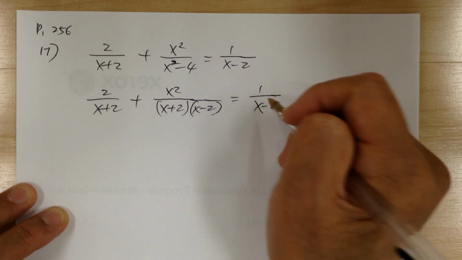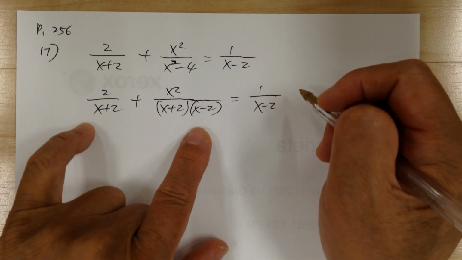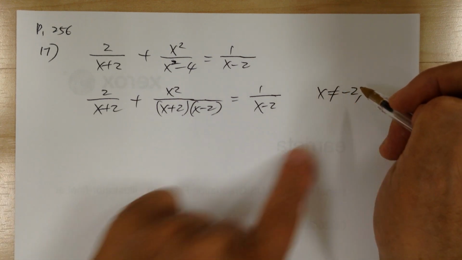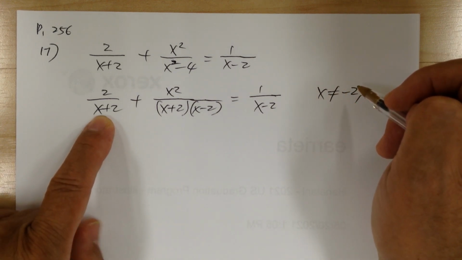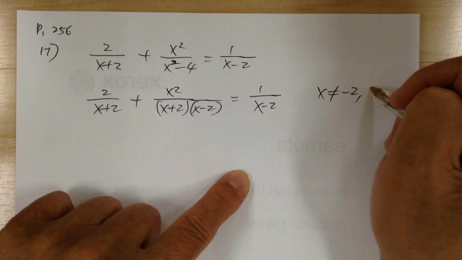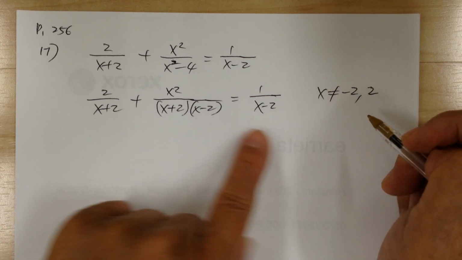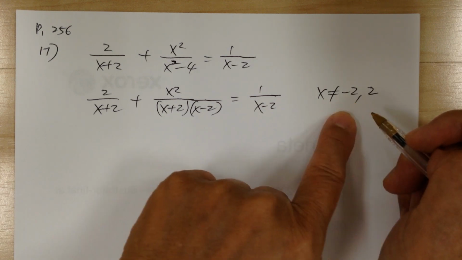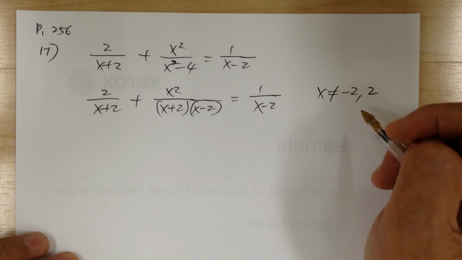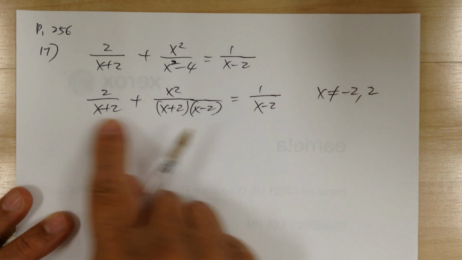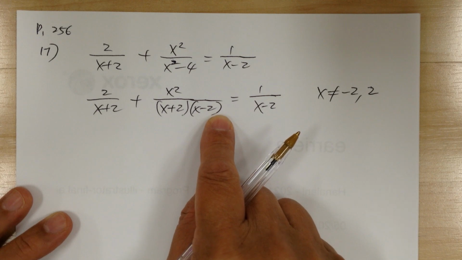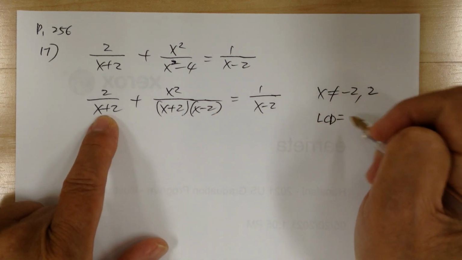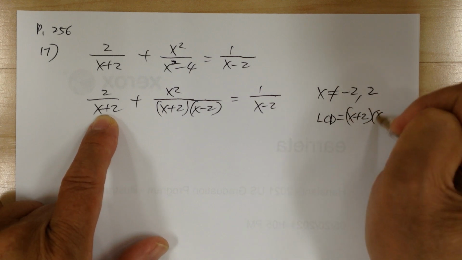Now before you go any more, you have to write down your restricted values. So x cannot equal negative 2, because when x equals negative 2, you will make this equal to 0, which is not allowed. And x cannot equal 2, because when x equals 2, you will make this equal to 0. So these two are restricted values, values that you're not allowed to have. Now, once we factor everything, we can get the LCD. So your LCD would be x plus 2, x minus 2.